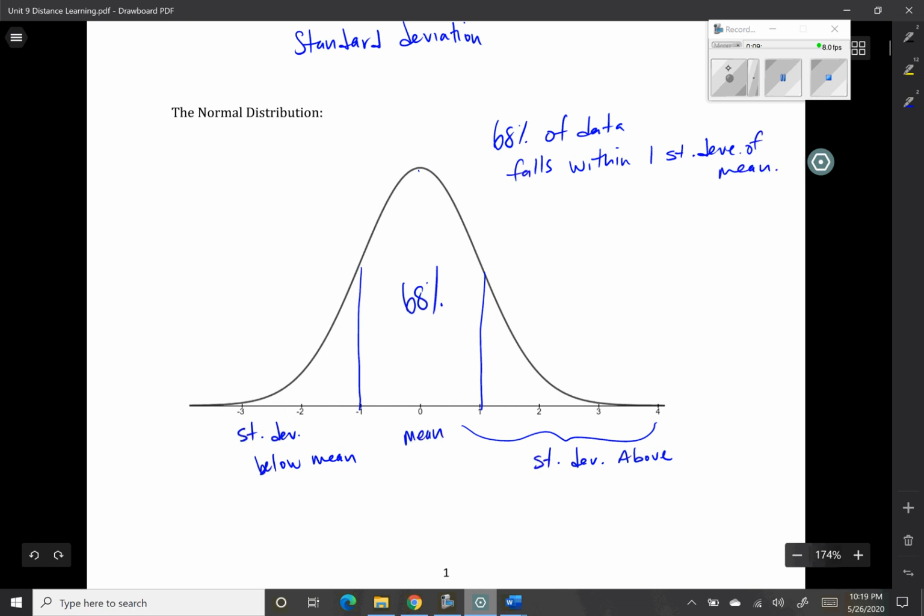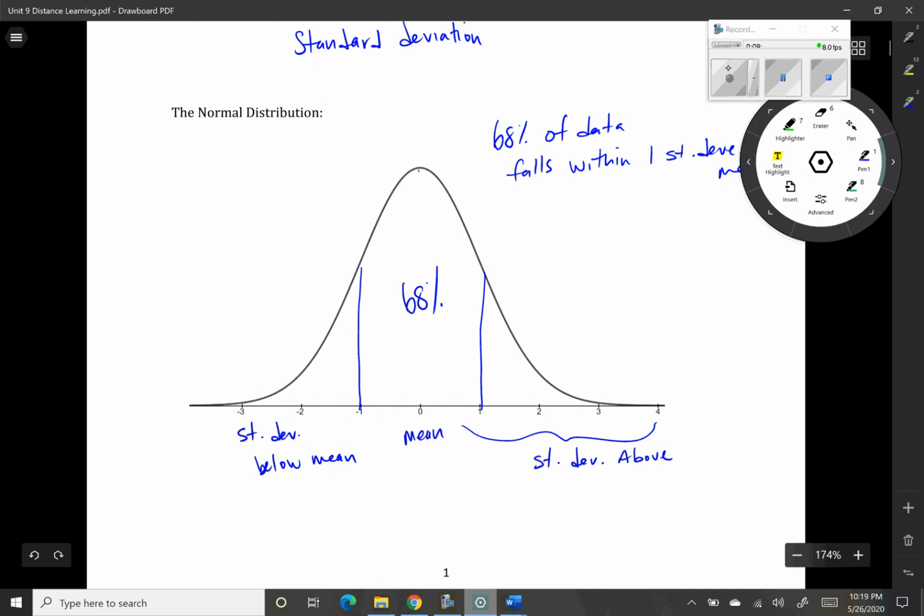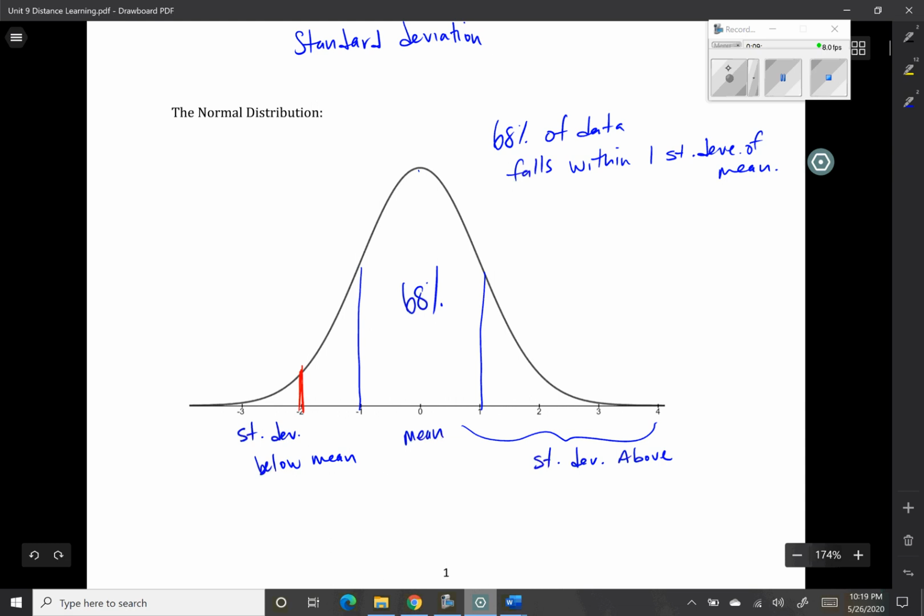So one above or one below. So if I was to talk about some data set and you knew that that piece of data, one single piece of data, was within one standard deviation of the mean, there was a 68% chance of that happening. Now, if I make this a little bit wider, so instead of doing one standard deviation above the mean, if we talk about two standard deviations above or below the mean, how much of this are we talking about now?